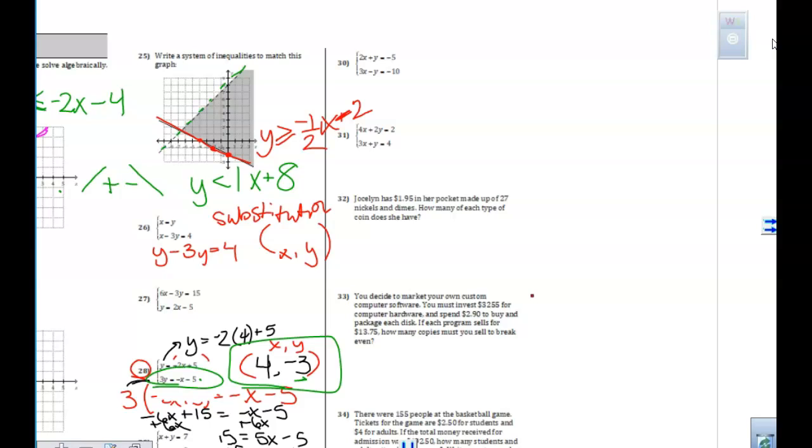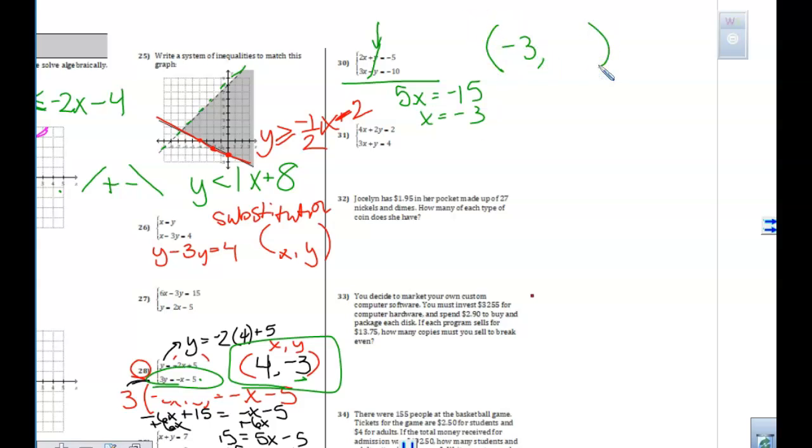So I look at 30 and I think, oh, this is beautiful. Gonna eliminate, right, Allie? Add these together, gonna eliminate. So 2x plus 3x gives me 5x. y minus y, 0. Negative 5 plus negative 10 gives me negative 15. x equals negative 3.